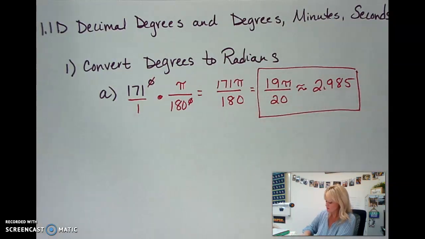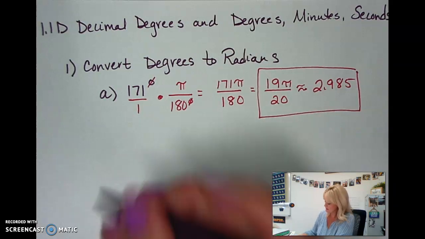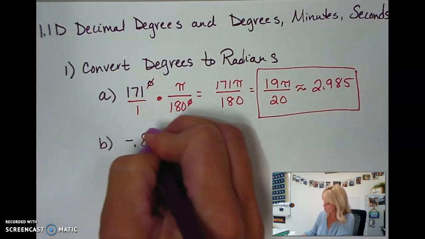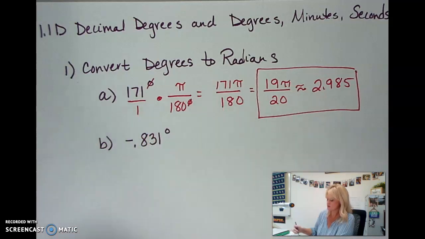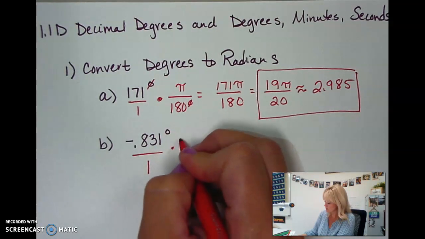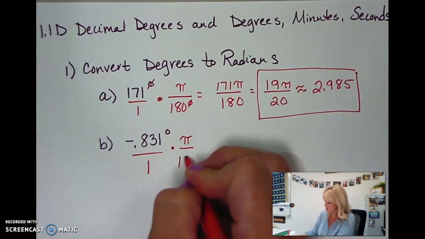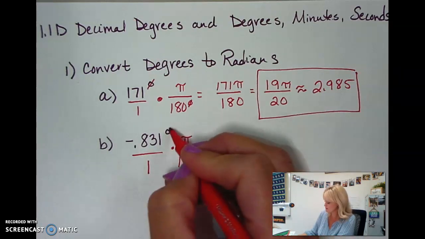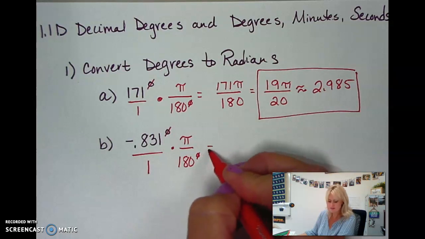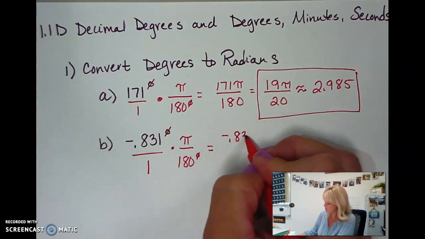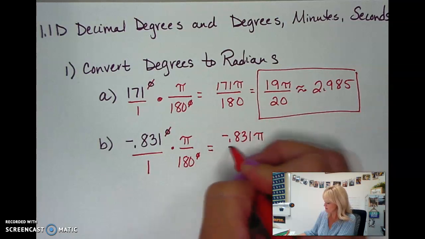So, on your own, stop and pause the video and convert negative 0.831 degrees into radians. Again, our conversion is going to be the same. We're trying to get rid of degrees. So if I have degrees on top and degrees on the bottom, they cancel. And this leaves me with negative 0.831 pi over 180.